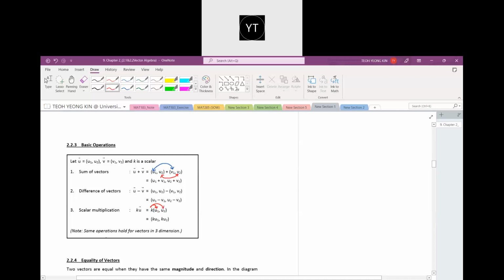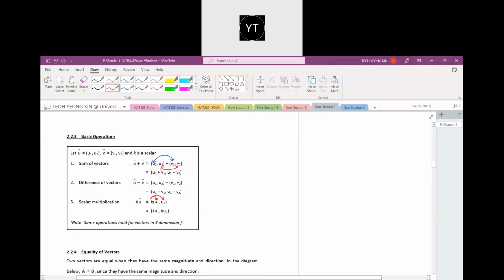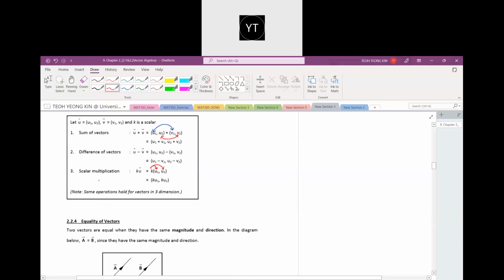The same operations hold for vectors in 3 dimensions. It's the same. If it has X, Y, or let's say I, J, and K, it's the same: add with add, subtract with subtract, multiply also the same. So for basic operations, we just look at the sum of vectors, the difference of vectors, and scalar multiplication. This one is scalar multiplication.